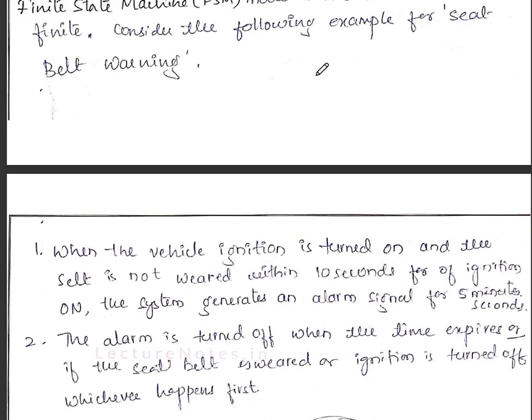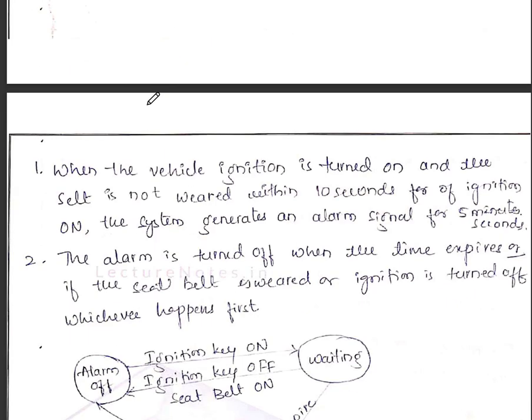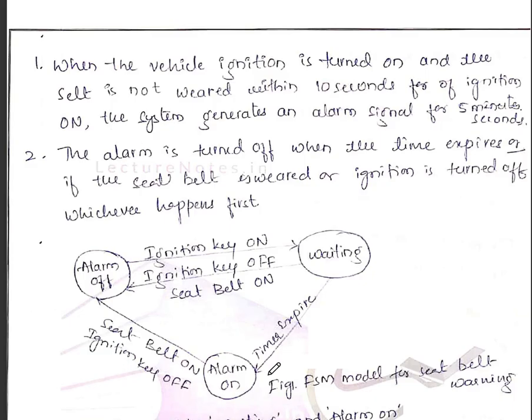In this lecture, we'll be discussing the finite state machine of a seatbelt warning system. So there are three states in the seatbelt warning system. One is alarm on, next one is alarm off, and then the waiting state.